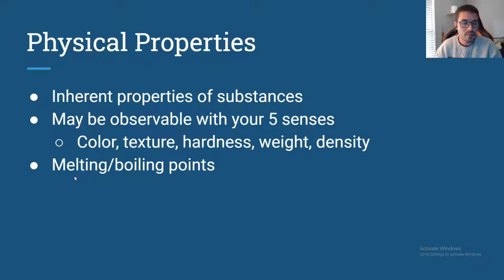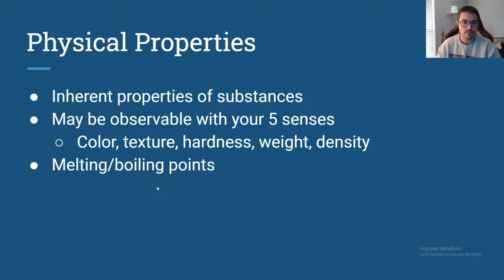One other big physical property that I need you to know is melting and boiling points. Okay, so the temperature at which a substance transitions between states. So for example, water melts at 32 degrees Fahrenheit or 0 degrees Celsius, and it boils at 212 degrees Fahrenheit or 100 degrees Celsius. Those two numbers, the actual melting and boiling points, are physical properties of water or of a substance.